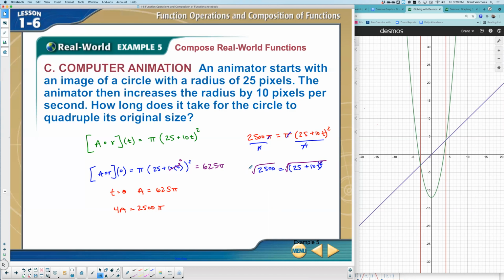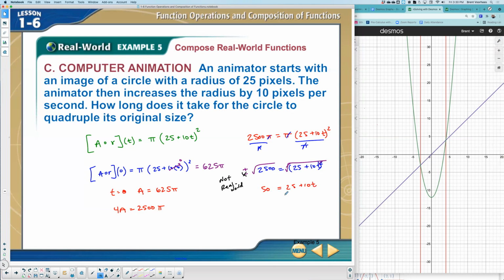This is real world, so it can't be a negative time. So I'm only going to pay attention to the positive time. I'll put the minus here, but this is not real for the real world. Now I'm doing the square root of 2500, which I think is just 50. We'll check in InSolve in a second. And so 50 would equal 25 plus 10t.